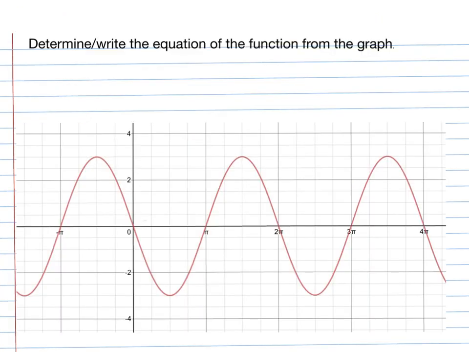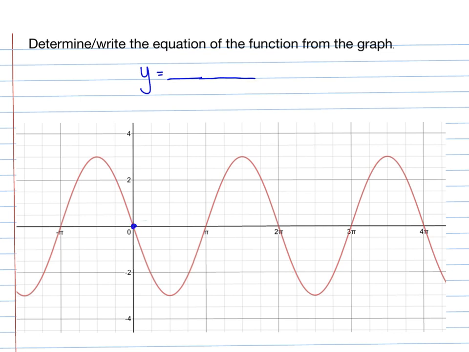For this problem, they're asking you to write an equation of the function from the graph. There are a couple things you need to figure out. You need to figure out if your function is positive, what the amplitude is, and what kind of function it is. Is it sine or is it cosine? To figure that out, look at where it starts. Does it start at a max or at a min? And you always look at where it starts on the y-axis.